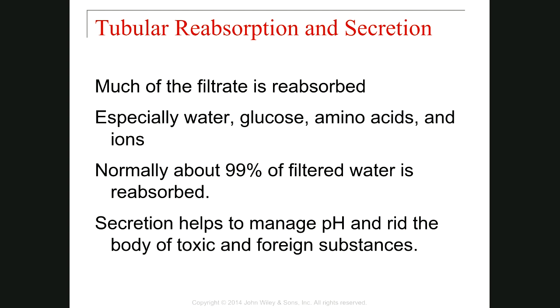Obviously, some of this fluid must be returned back to the bloodstream, which we call reabsorption or tubular reabsorption, the return of most filtered water and solutes like glucose, amino acids, and ions. Normally, about 99% of filtered water becomes reabsorbed. And after that, we have the third mechanism, which we call secretion. The secretion helps in managing pH and helps our body get rid of toxins and all foreign substances.